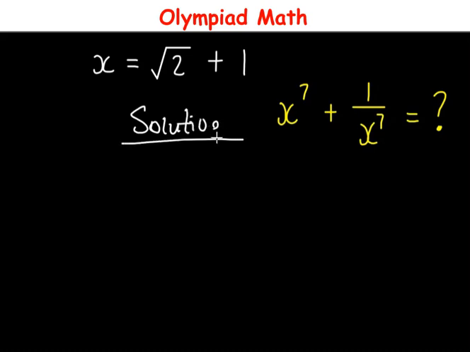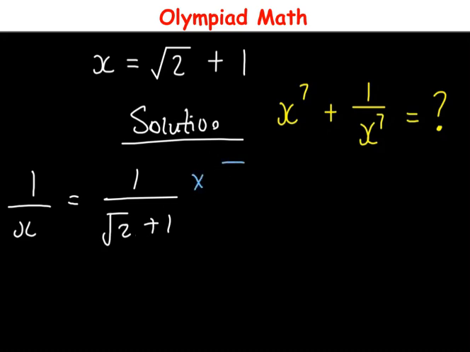Now the first thing we're going to do is to solve for the inverse of x. So we have 1 over x equals 1 over square root of 2 plus 1. Looking at the right hand side, we are going to multiply the numerator and the denominator by the conjugate of this. The conjugate is simply square root of 2 minus 1. So multiply the numerator and also the denominator by the conjugate.